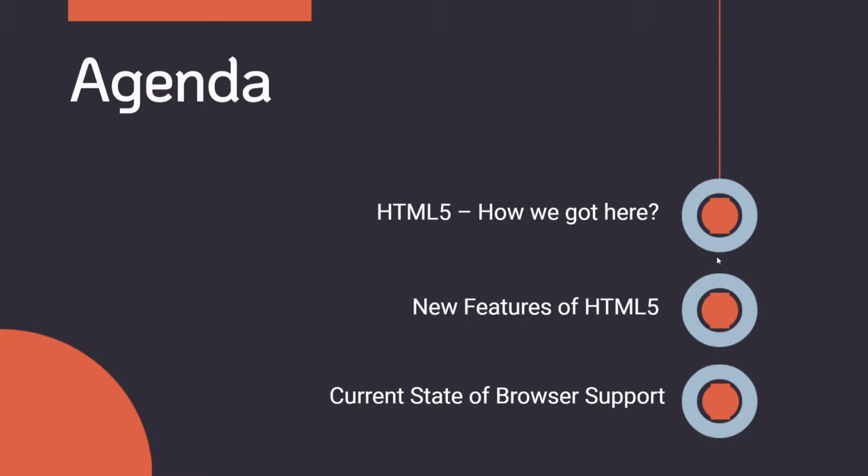Then what are the new features of HTML5? We're going to talk about the new features from both perspectives, including the JS and without including the JS. I'll talk about them when we arrive there. Then the current state of browser support. This point is kind of important, because when we talk about browser support, we need to understand that HTML5 is a standard, and when it's a standard, it is supported by most of the browsers.